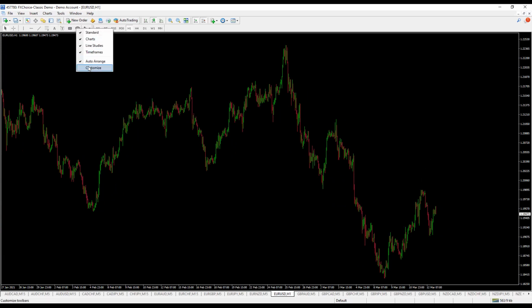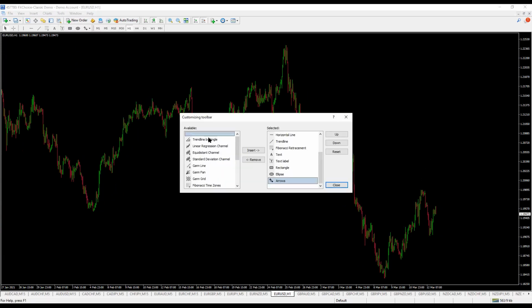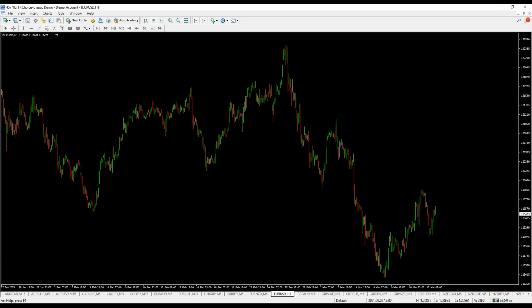Just right click, come down to customize, and you will see different things in here. You will find Fibonacci time zones, Fibonacci fan, Fibonacci arcs, Fibonacci expansion, all kinds of different things. You just click on what you want, click on insert, and it pulls it over here to this section. Then you hit close, and it will appear in your options. You can add things and remove things from there that you use or don't use. All right, that being said, here's how you use it.